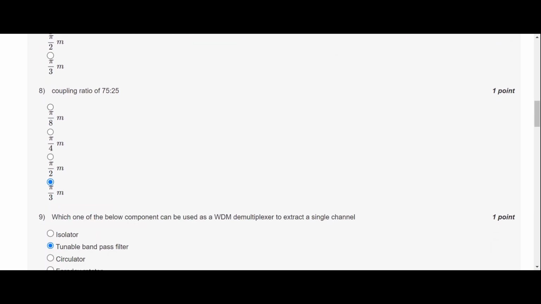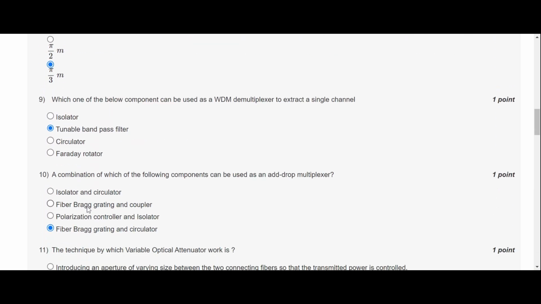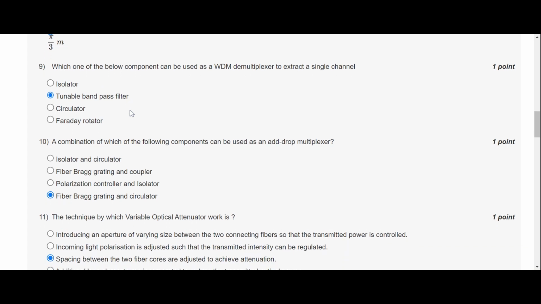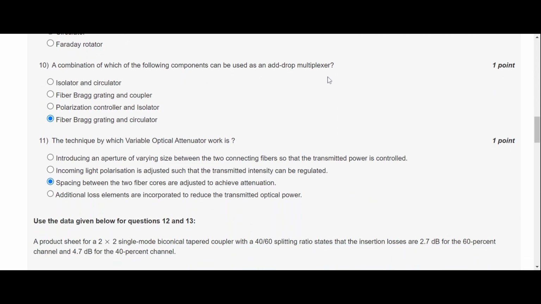Coupling ratio of 75:25. Which one of the below components can be used as an add-drop multiplexer to extract a single channel? A combination of which of the following components can be used as an add-drop multiplexer? The technique by which a variable optical attenuator works is?